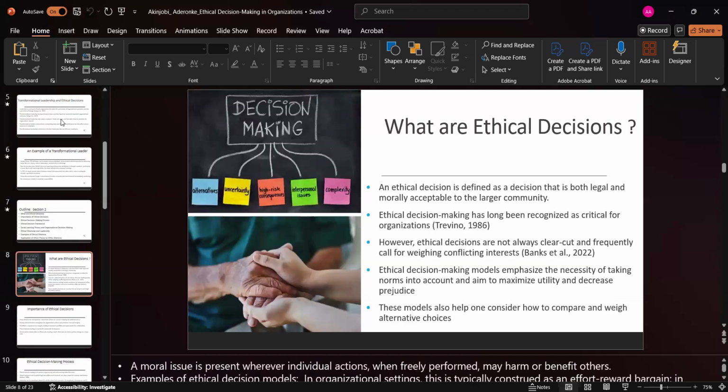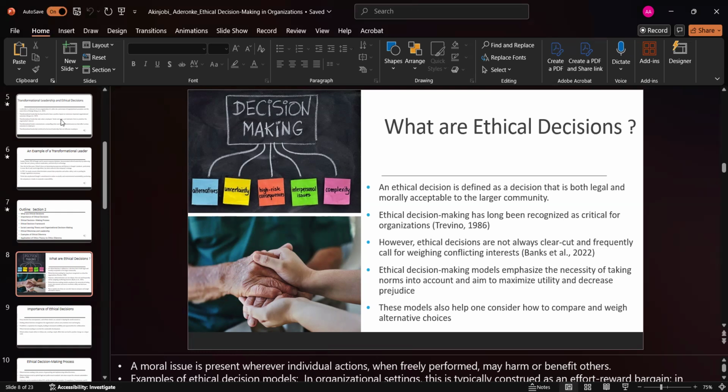Going on to section two, we're going to consider what are ethical decisions. In decision making, an individual has to consider alternatives, the uncertainty, the high risk of the consequences, the interpersonal issues, and the complexity. So what are ethical decisions? An ethical decision is defined as a decision that is both legal and morally acceptable to a larger community. Ethical decision making has long been recognized as critical for organizations.